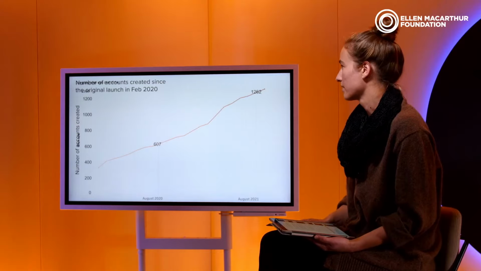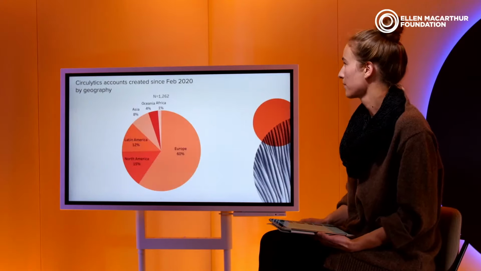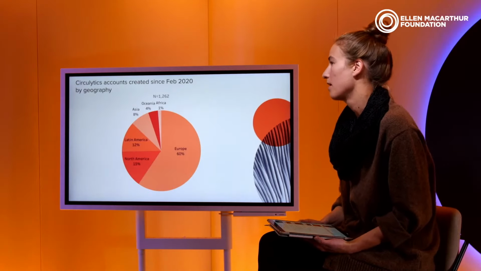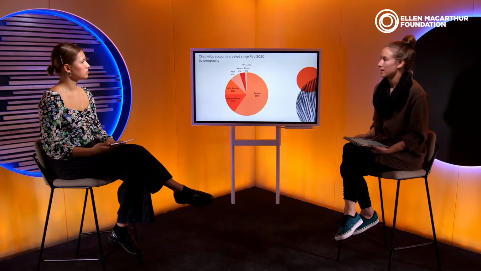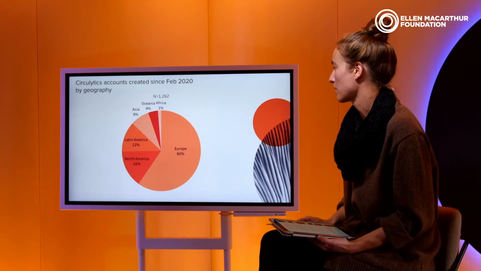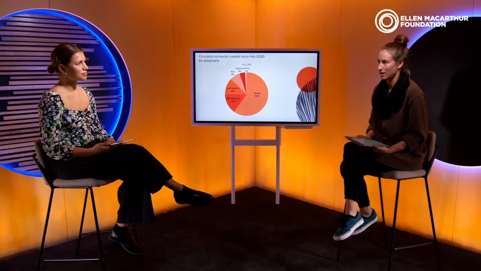And we also have a chart on the split of the geographies. So we're pleased to see that Circulytics is being picked up across all the continents, and we actually have created accounts for companies in 82 different countries across all of those continents. And while we perhaps see the majority of companies sit in Europe, where the foundation originated, we're very pleased to see that the global uptake is really happening, and we're working towards that as well.